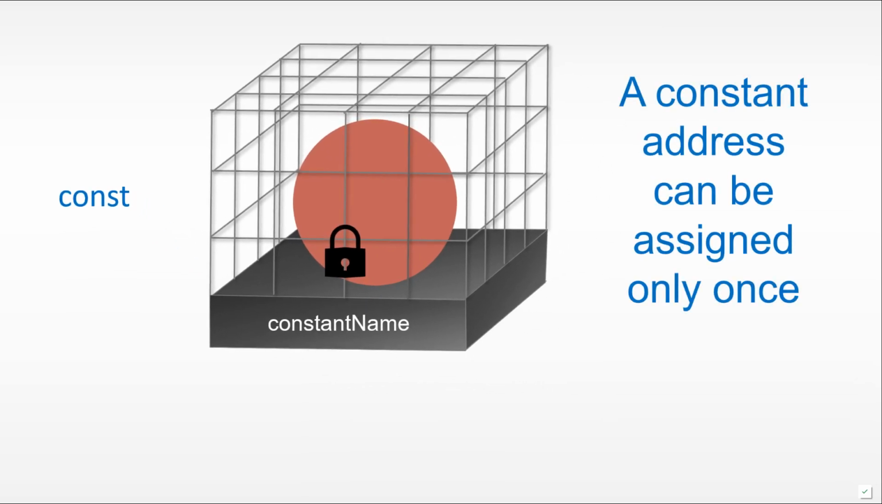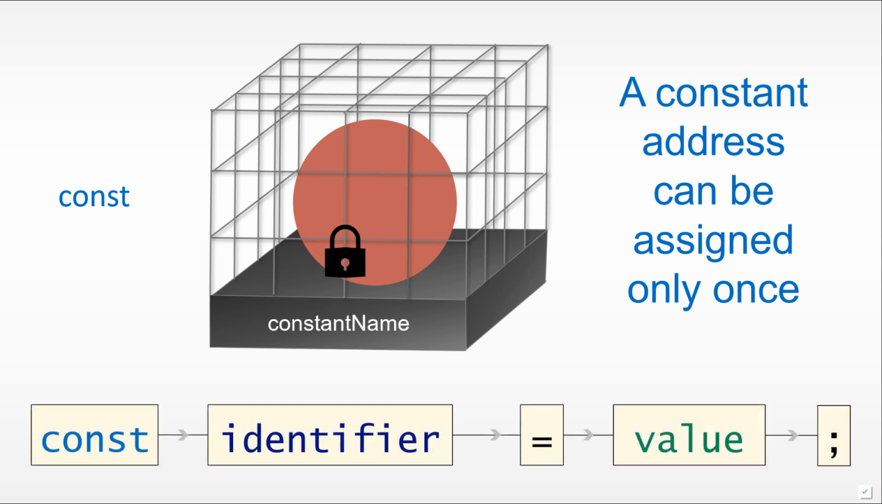So a constant address can be assigned a value only once. That is kind of the idea. In terms of syntax, the syntax is very similar to what we were doing with let and with var. We have a const keyword followed by an identifier, followed by an assignment operator, followed by a value, as I mentioned before. There can also be an expression at this location which evaluates to a value.